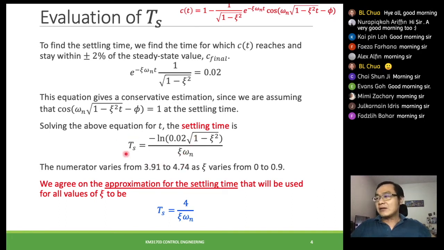You can calculate the exact value of this settling time, but to make our life easier, we found that this is around 4. So we make a quick estimation, or approximation, where we assume this value as 4. We can approximate the settling time as 4 divided by the damping ratio multiplied by the natural frequency.